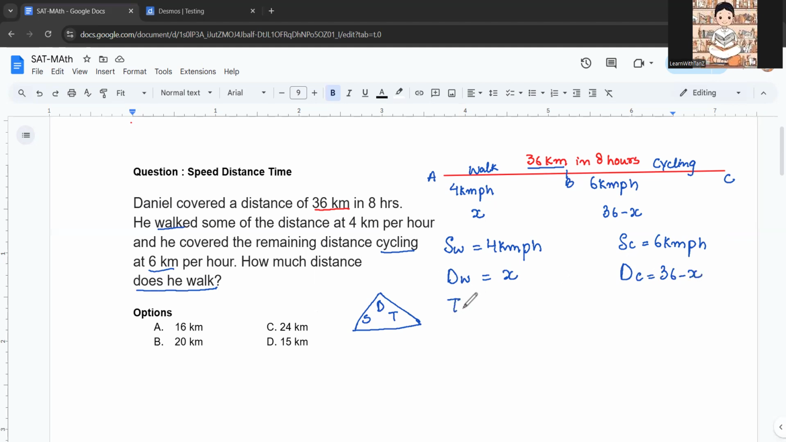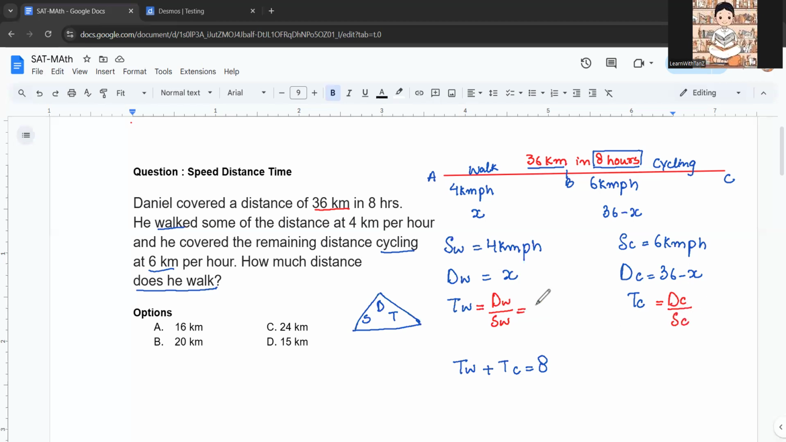And then we have the time for walking and the time for cycling. Now we know that the total time is 8 hours. So the time for walking plus the time for cycling is going to be 8 hours. Now in terms of speed, distance and time, time is distance over speed. Oops, sorry. So the distance for walking over the speed for walking, and similarly for cycling, it would be the distance for cycling over the speed for cycling.